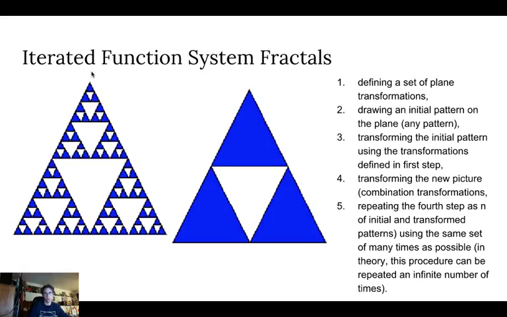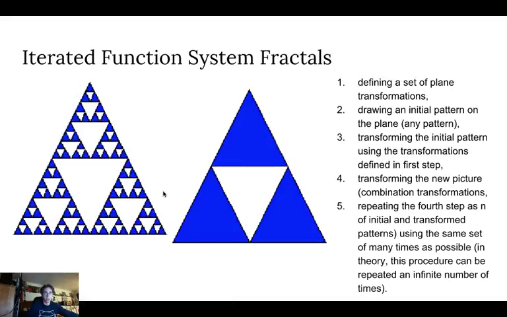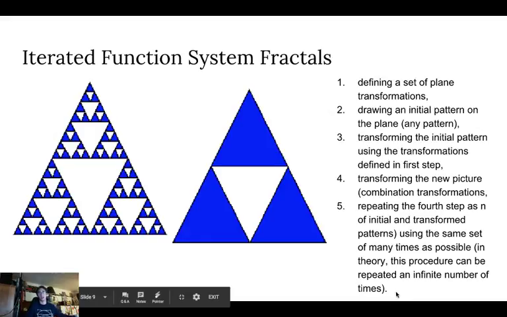So I'll talk quickly about iterated function system fractals. These are just the steps of making an iterated function system fractal. You have to define a set of plane transformations, drawing an initial pattern on the plane, any pattern. This doesn't have to be triangles. It can be circles, rhombuses, trapezoids, spheres, cones. And you transform that initial pattern using transformations in the first step, transforming the new picture, combining transformations, repeat the fourth step. So this is when you repeat the fourth step n times on the initial and transformed patterns, using the same set as many times as possible in theory.